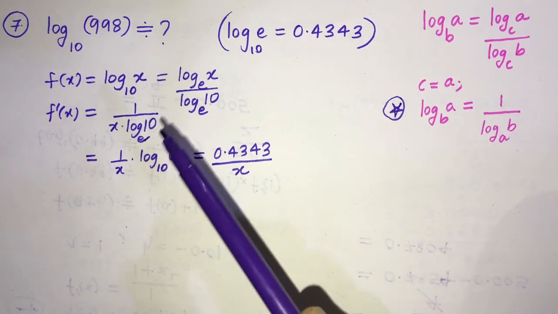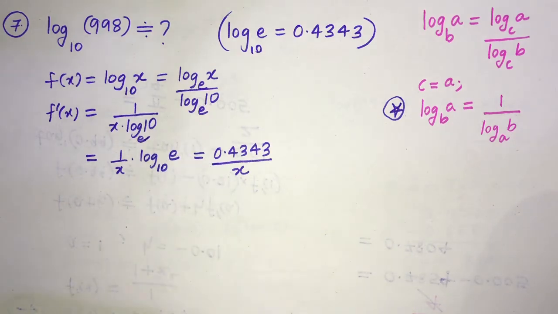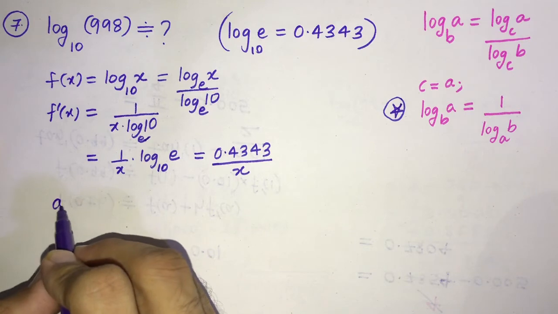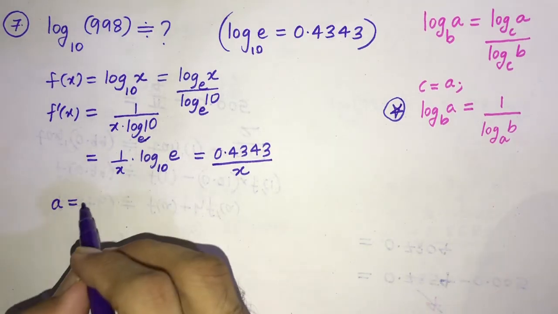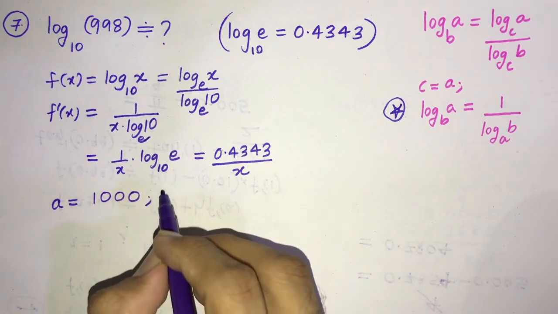वैसे log 10 to the base e का reciprocal अगर लेंगे तो log e to the base 10 हो जाएगा. Okay, and then you can put 0.4343, that is the value given to us. Okay, now what will be a? A will be something which we can easily evaluate. So close to 998 there is 1000, जिसका log हम लोग को easily मिलेगा.